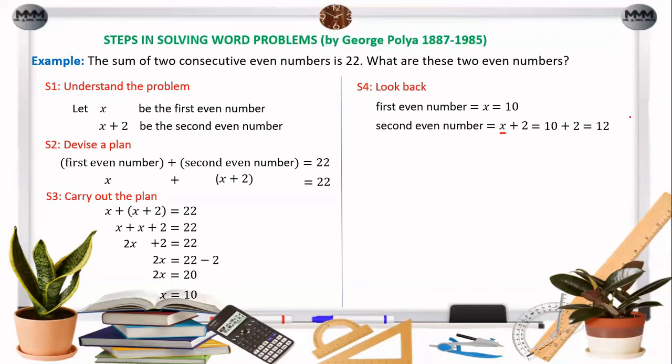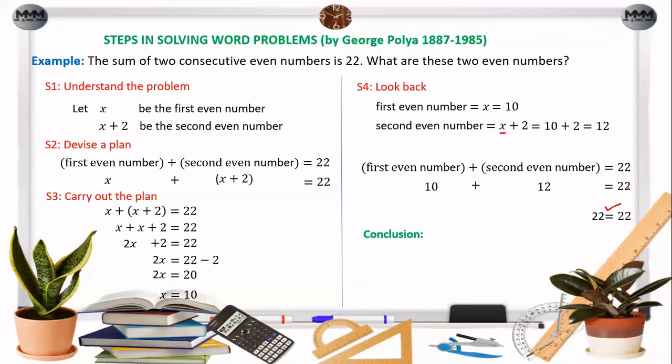Now here, we will check if we have arrived at the correct answer. So let's try to go back to our problem. Because we are to find two consecutive even numbers whose sum is 22. So we will check this one. So we will add 10 and 12. Is the sum 22? So here we have found out that the sum of the first even integer and the second even integer is 22. Hence, we can say that 10 and 12 are the two even numbers whose sum is 22. So we're done solving the given problem.